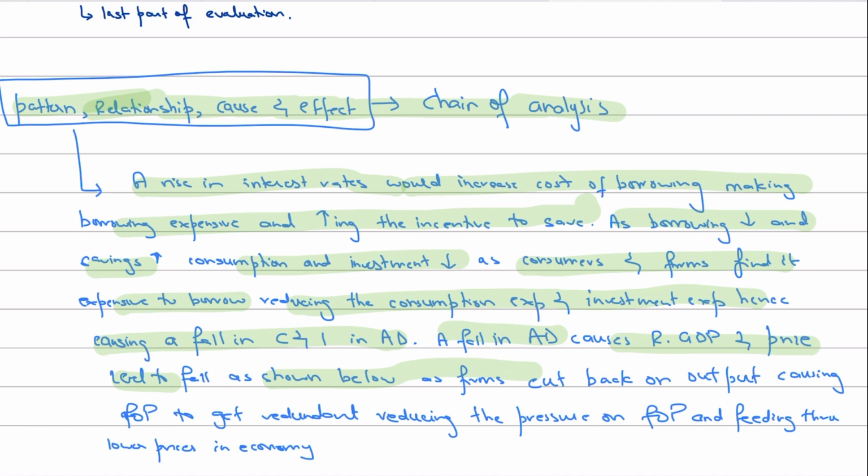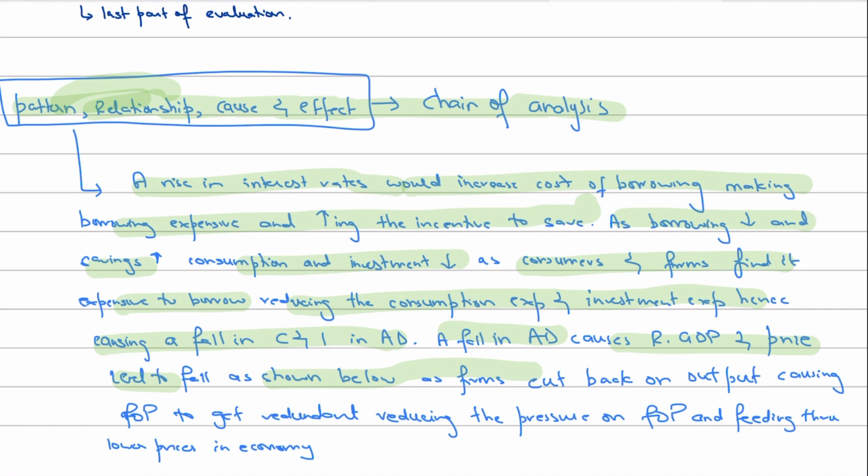And a lot of students also say that if aggregate demand falls, price level falls. Where is the pattern, the relationship, the cause and effect? What do I mean by pattern, relationship, cause and effect? So simple: if AD goes down, price level goes down. But again, you are missing the cause and effect in the relationship between AD and the price level.